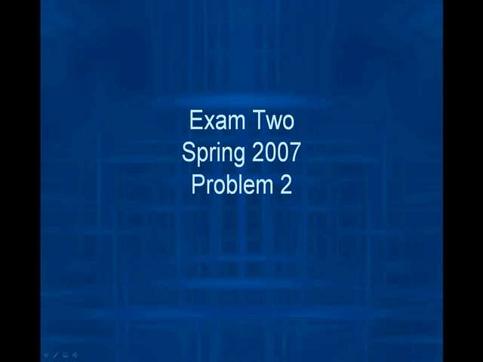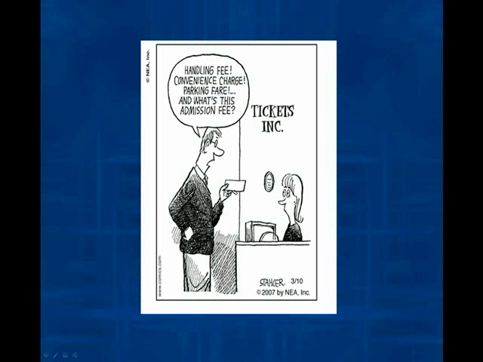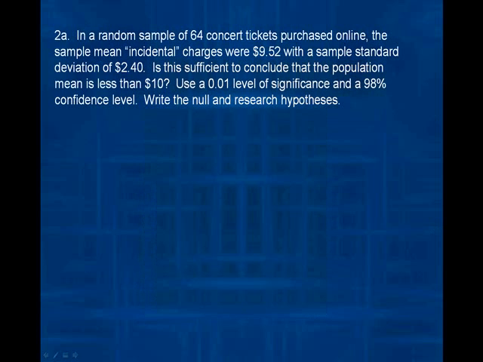Okay, let's look at problem 2. So we have a random sample of 64, that's n is 64, and a sample mean, x bar, of 9.52, and a sample standard deviation of $2.40. Because it's a sample standard deviation, we're going to have s, and that means we have to use the t-table. Okay, so we have enough evidence to conclude that the population mean is less than 10.